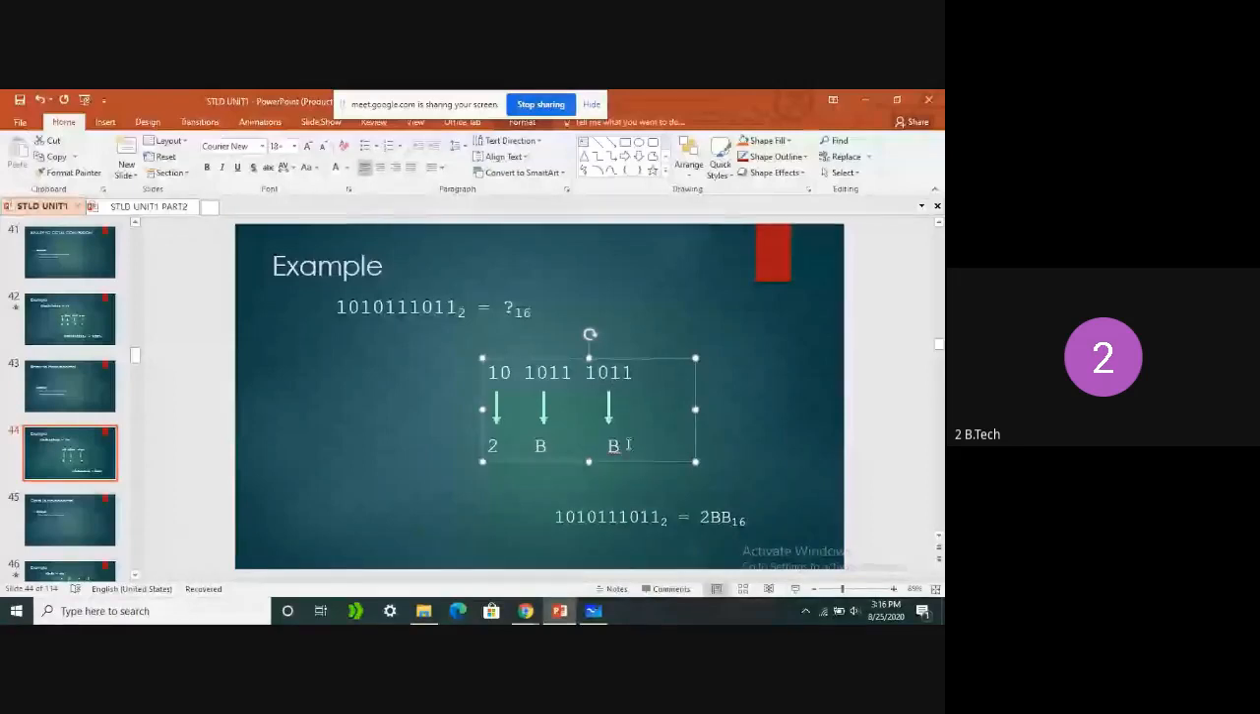Similarly, the next four values will also make 1, 0, 1, 1. So for this one also we have B. And finally we are left with only two digits. Grouping starts from the LSB position only. So there we are left with two values, 1 and 0, which make 2. So the final value is 2BB in hexadecimal representation.